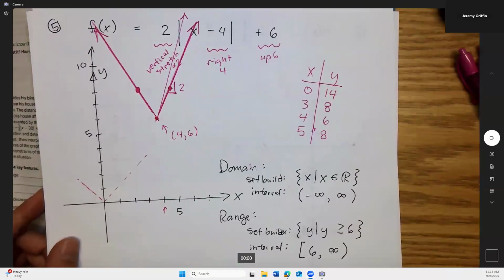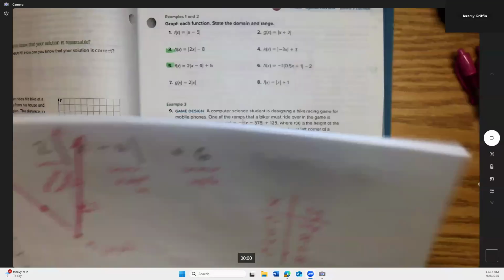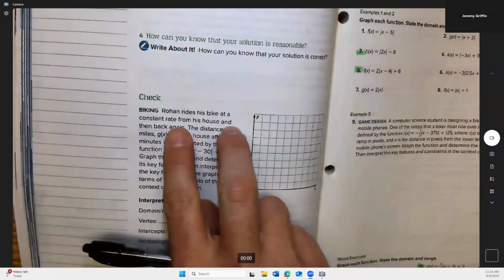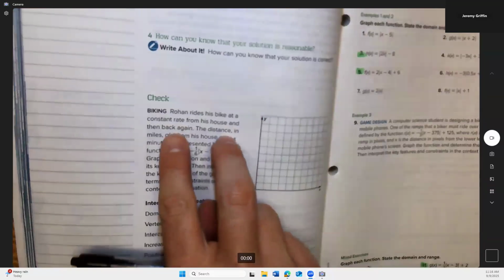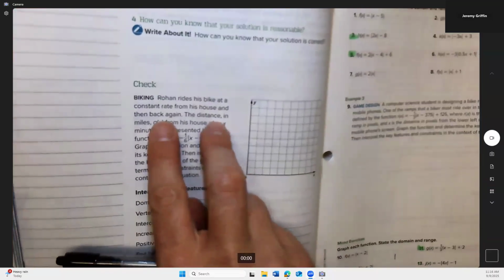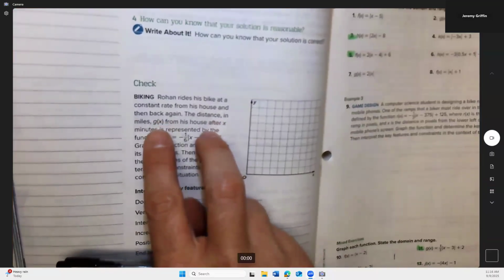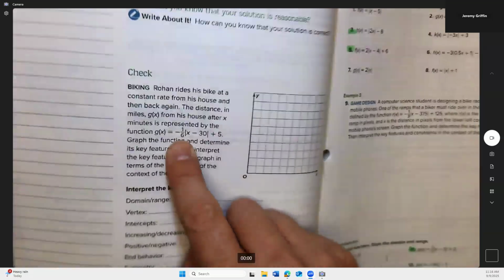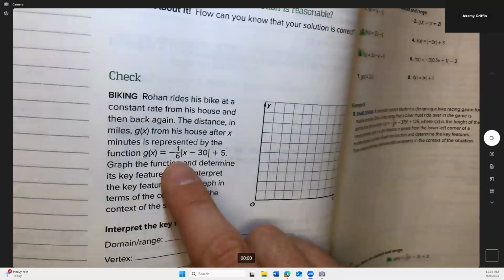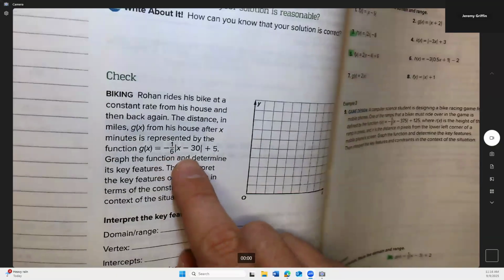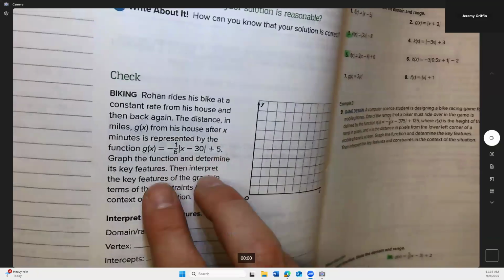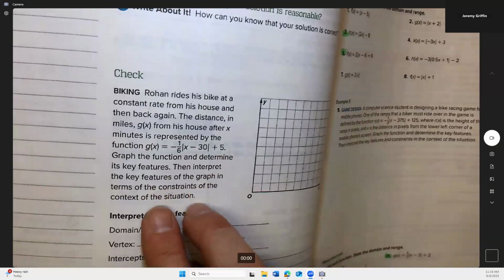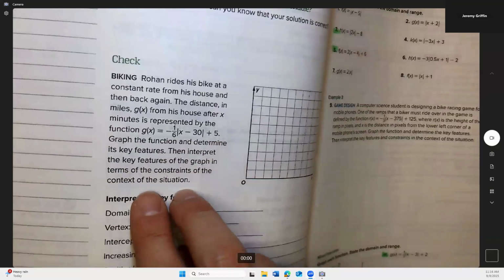All right, is there any question on domain and range? Okay, all I do is kid riding his bike around. Rohan is riding his bike at a constant rate from his house and back again. So he started at his house, he's riding away, he's going back. The distance in miles g of x from his house after x minutes is represented by the function g of x equals -1/6 times the absolute value of x minus 30, plus 5. Graph the function, determine key features, then interpret key features from the graph in terms of the context of the situation.